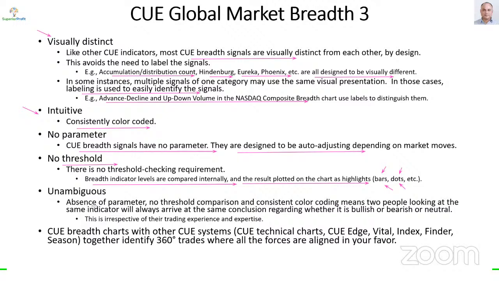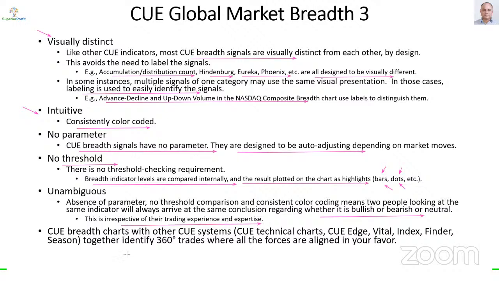And all this makes Q Global market breadth also unambiguous. Whether I'm looking at it, you are looking at it, a class 10 student is looking at it, will come to the same conclusion regarding the global market breadth charts. Absence of parameter, no threshold comparison, and consistent color coding means two people looking at the same indicator will always arrive at the same conclusion regarding whether it is bullish or bearish or neutral. This is irrespective of their trading experience and expertise.